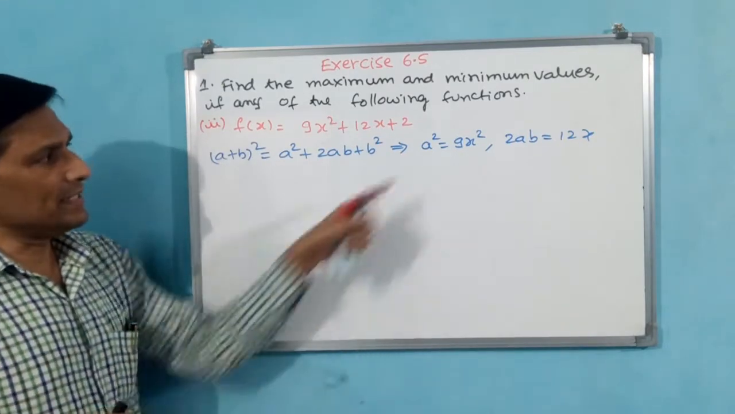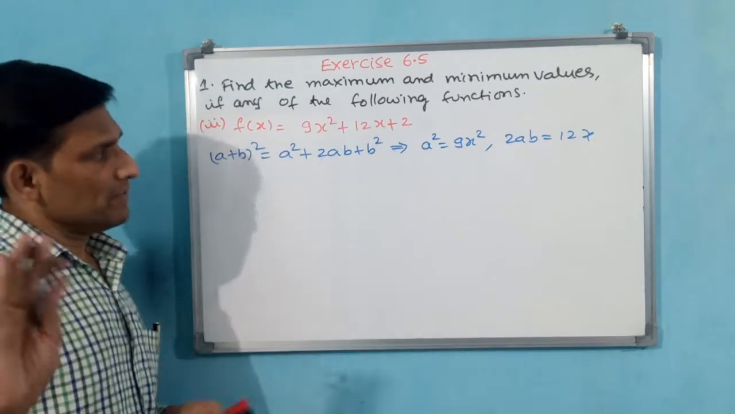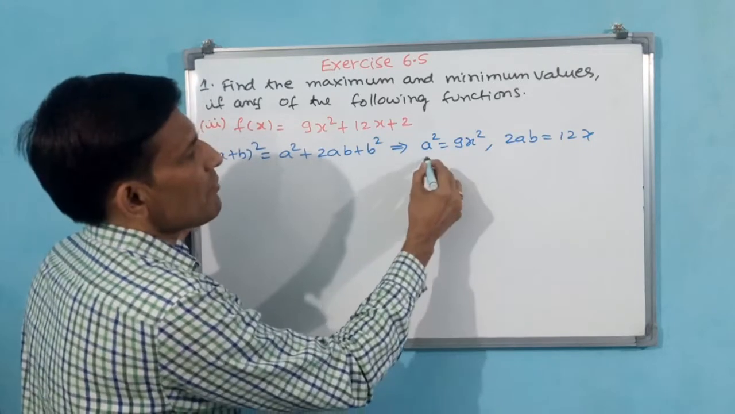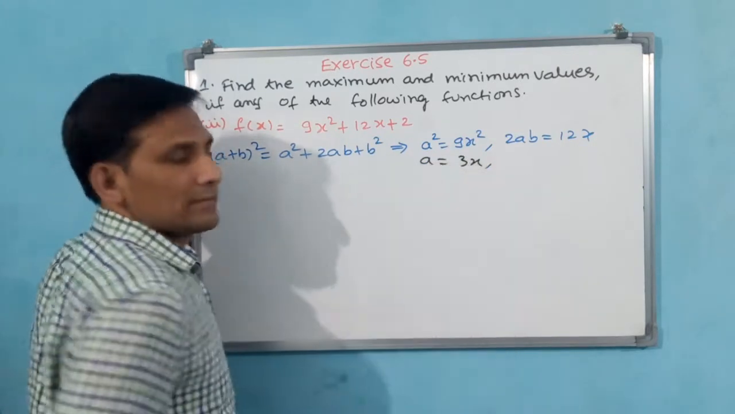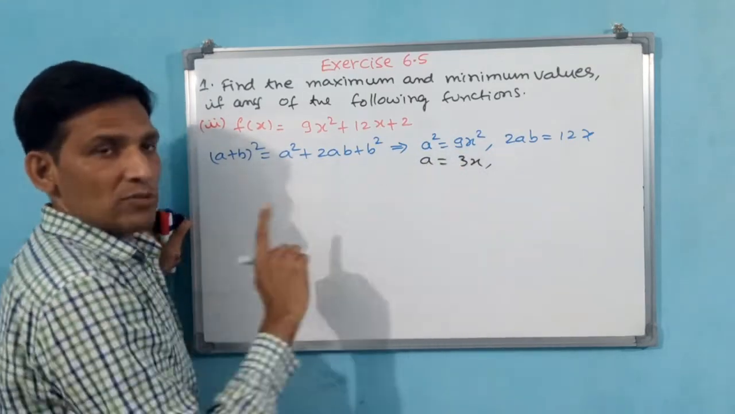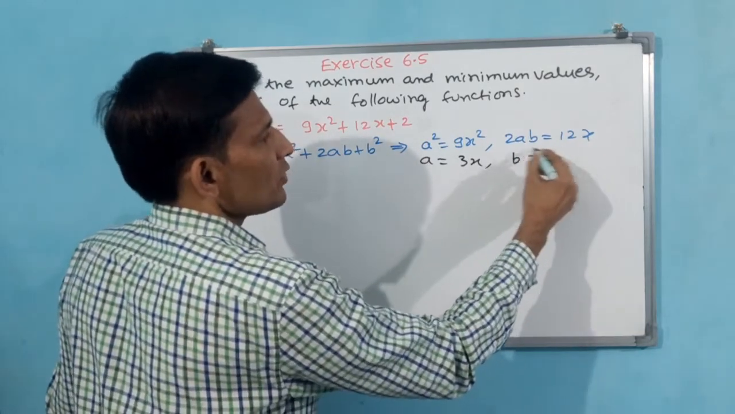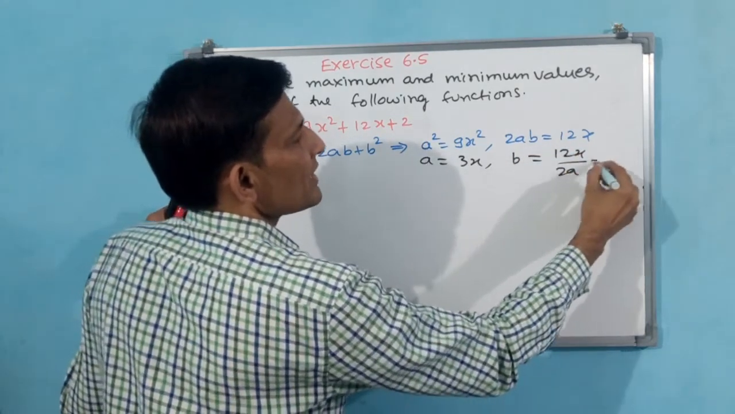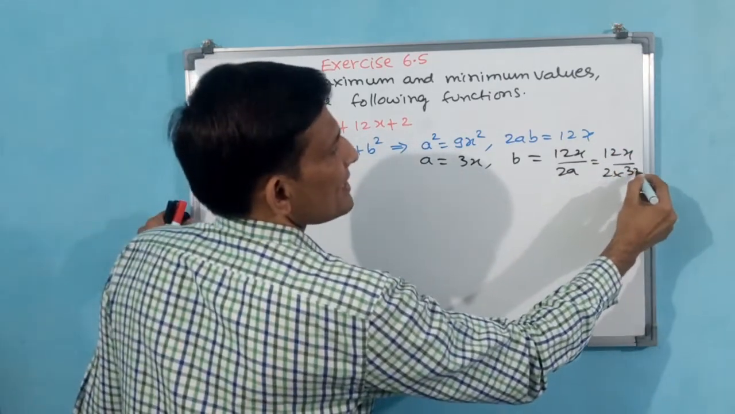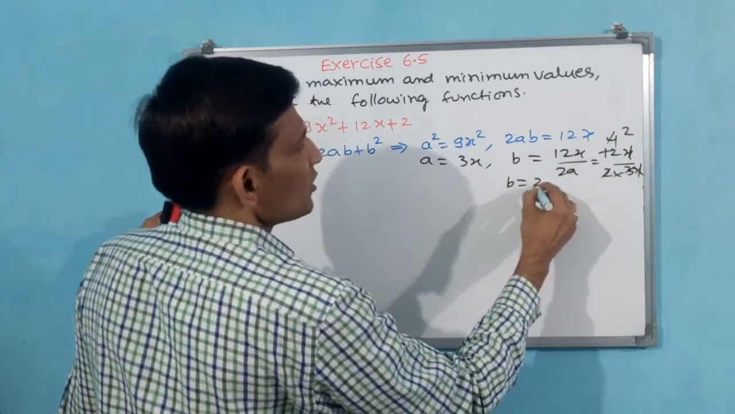If we take like this, okay. See, b square is not 2 here. Wait. B we have to find first. A square is equal to 9x square means a is equal to 3x. Okay. A square, 3 square, x square, 9x square. Okay. Now you see 2ab is equal to 12x means b is equal to 12x by 2a. That is equal to 12x by 2 into a, which is how much? 3x. B is equal to 2. Is it okay?